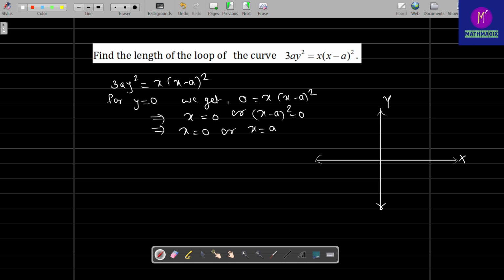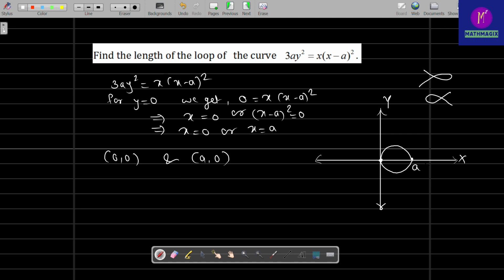So clearly for y = 0 we are getting two values of x. So here we have 2 points. The first point is (0, 0) and another point is (a, 0). So clearly the loop is present in between (0, 0) and (a, 0). Suppose this is a, so the loop is in this way. So this is the diagram. It is just a fish-shaped diagram, either like this or like this. So we need to just see where the tail of this loop will be.